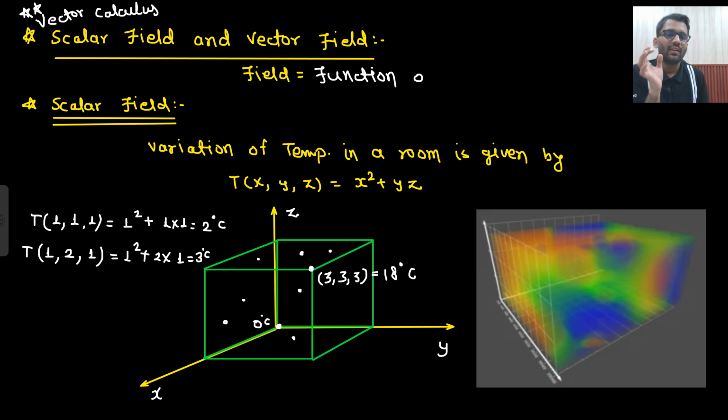Your field is a function of coordinates, but it is not a vector, it is a scalar. Your temperature of 2 degrees Celsius is a scalar quantity. 3 degrees Celsius, scalar quantity. 4, 10, 15, 18 degrees Celsius, that is a scalar quantity.